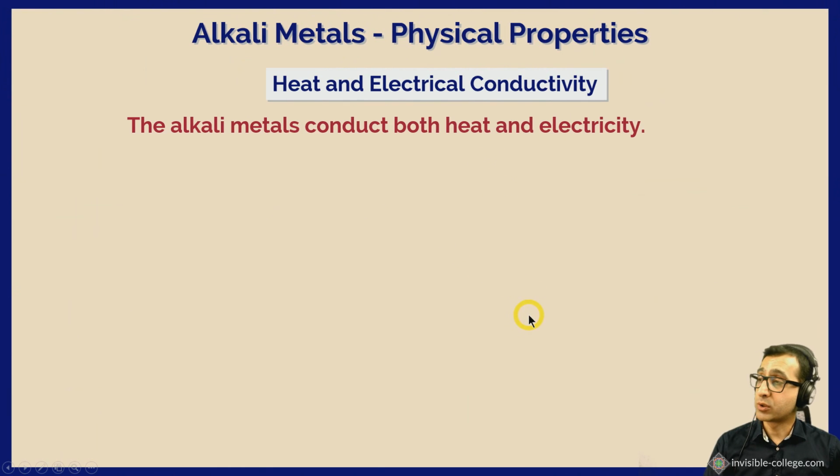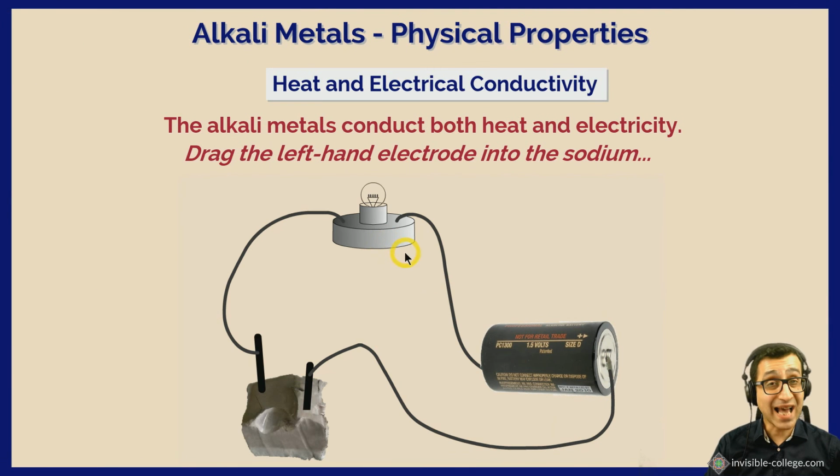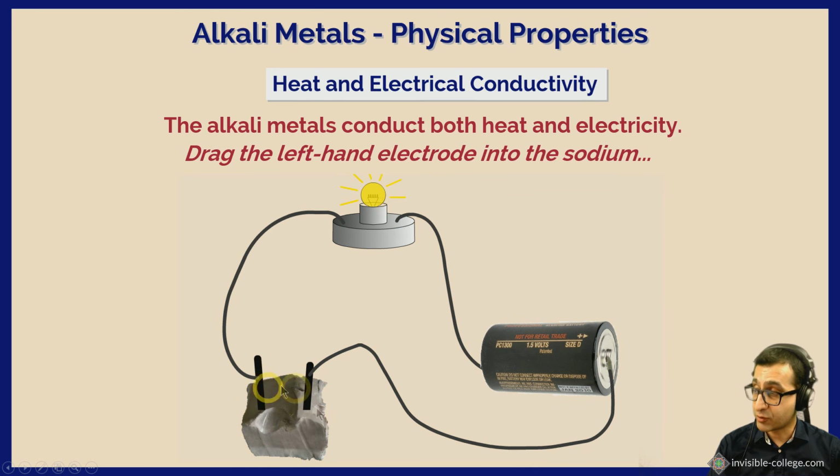So heat and electrical conductivity. Now, the alkali metals, they are all metals. Metals will all conduct heat and electricity reasonably well. So if we take, for example, 2 electrodes, and we have a power supply and a bulb, and we sink one of those electrodes into a lump of sodium, we will complete the circuit.